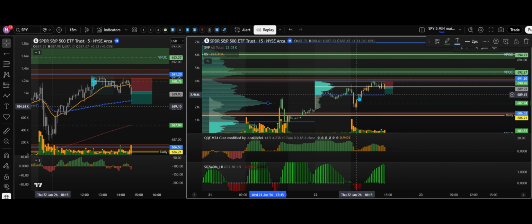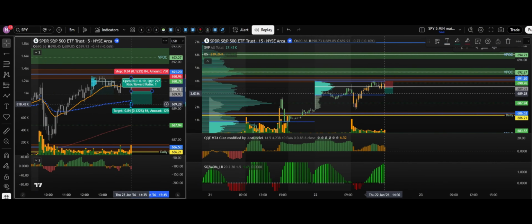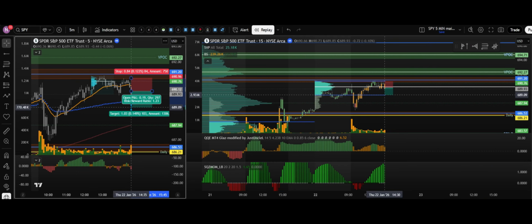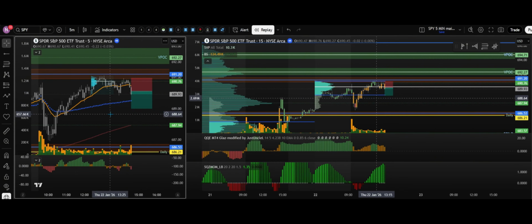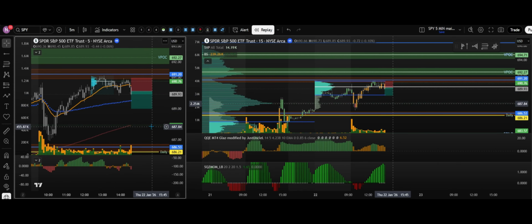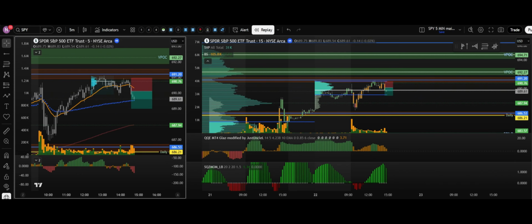You can take that short to the value area low. So, I'm going to set the value area low as a first target, and then my second target would probably be down here somewhere towards that point of control. Let's just keep it at the value area low for right now. That is a 1.33 risk to reward ratio. I like that. Let's go ahead and see what happens in this case.